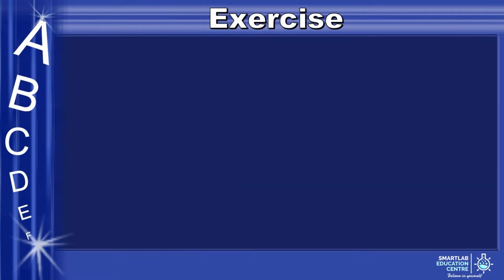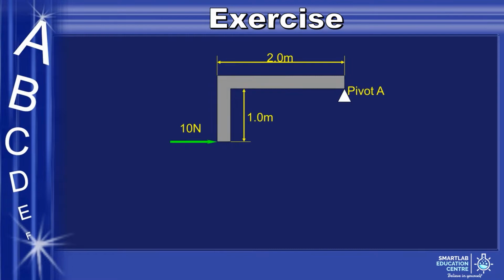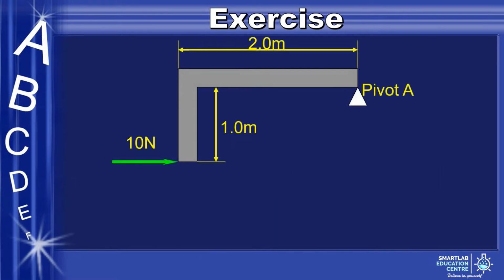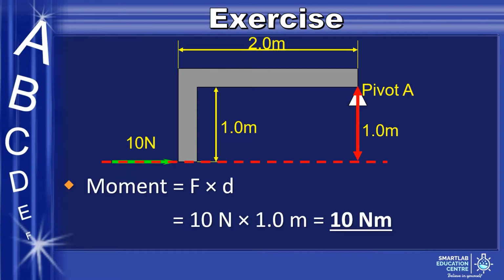Let's try another one. We have a 10 Newton force being exerted on an L-shaped bar. Determine the moment about the pivot in this scenario. For this scenario, we have to determine the perpendicular distance. Is this a perpendicular distance? No, it is not. The line shown is not perpendicular to the line of action of the force. Hence, this should be the perpendicular distance, which is 1.0 meters. This results in the calculation of the moment to be 10 Newton meters.